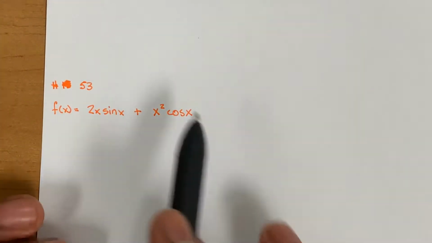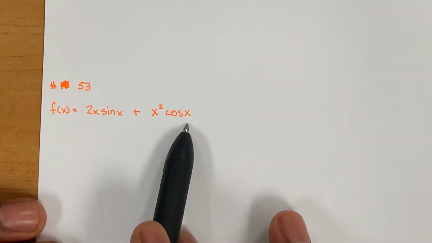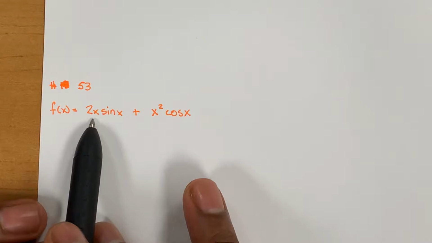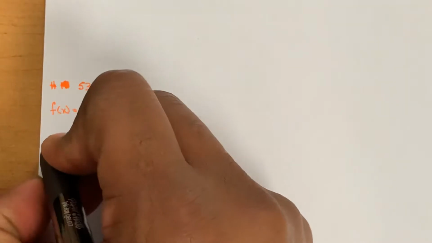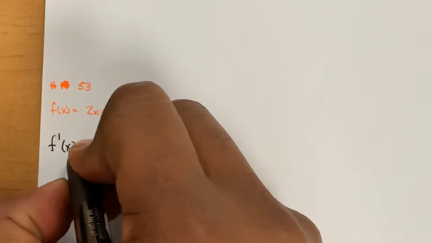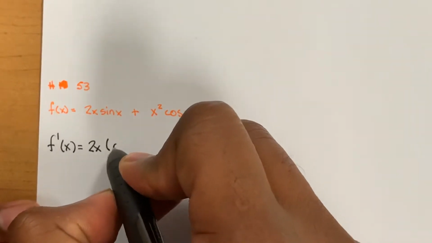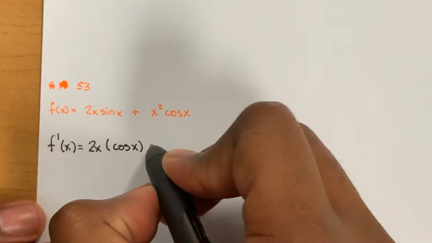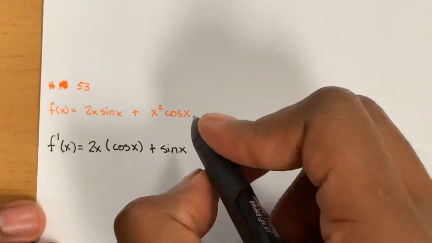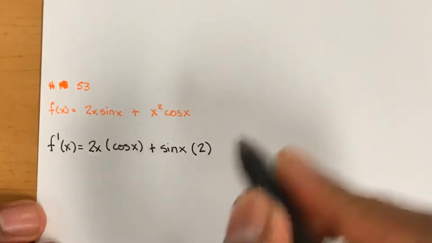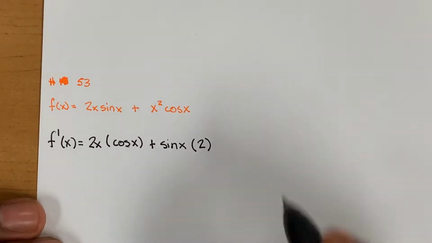For number 53, we have 2x times sine x plus x squared times cosine x. So we have to do the product rule twice because we need to do it for this term and we need to do it for the second term. So we have f prime of x equals, we're gonna have 2x times the derivative of sine x, which would be cosine x, plus sine x times the derivative of 2x, which is 2. So I would encourage you to put the derivatives in parentheses so that we have some different groupings so we can see what's going on.